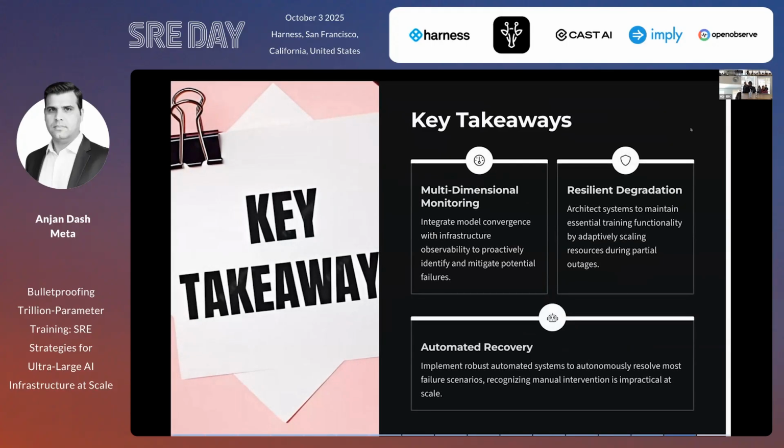Moving on, I think we're on the last slide. The key takeaways: first, multi-dimensional monitoring. Not only infrastructure monitoring, but we have to make sure that model level monitoring is also in place. Convergence of the model is very important. Second, resilient degradation: we have to make sure that we have everything in place so that we can recover from errors. And of course, there is automated recovery, which helps us do that.